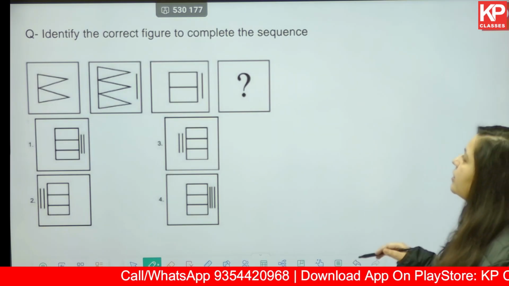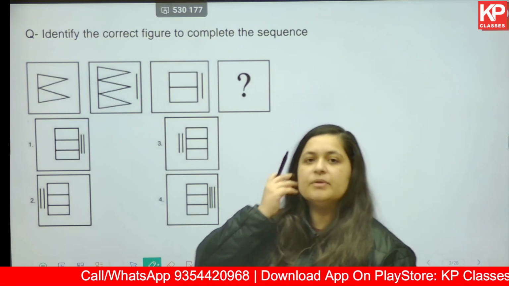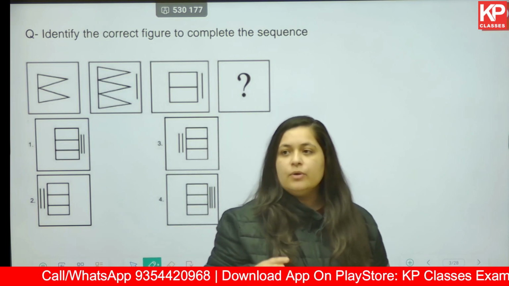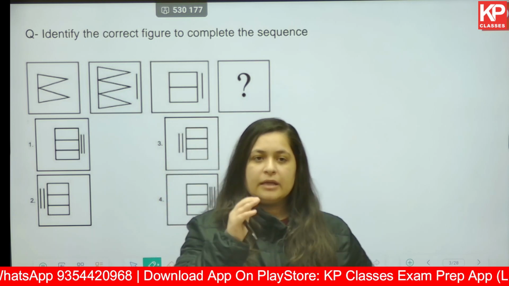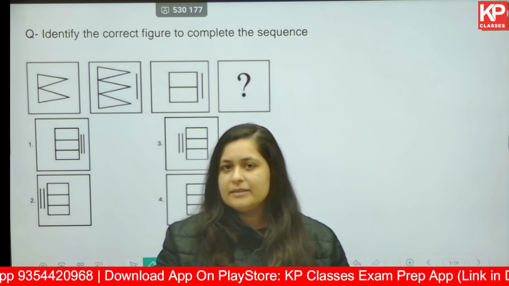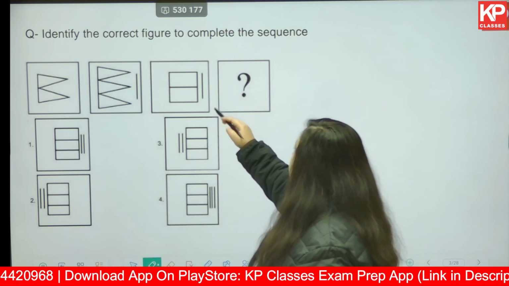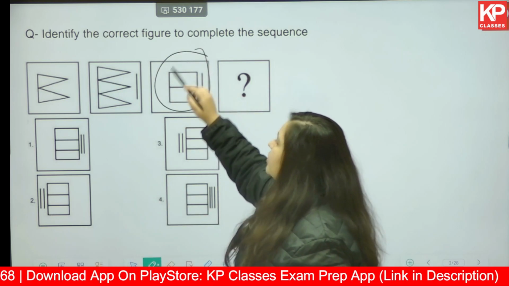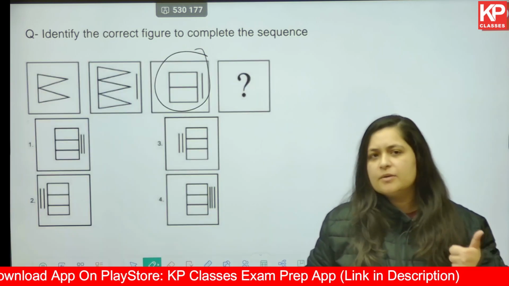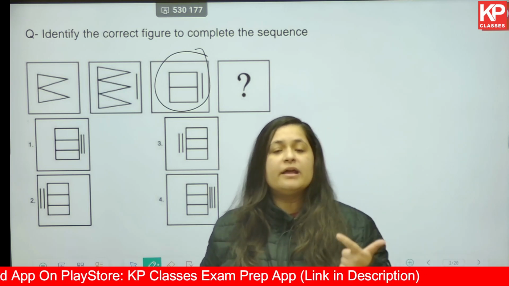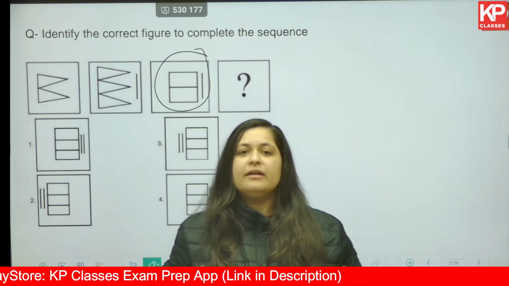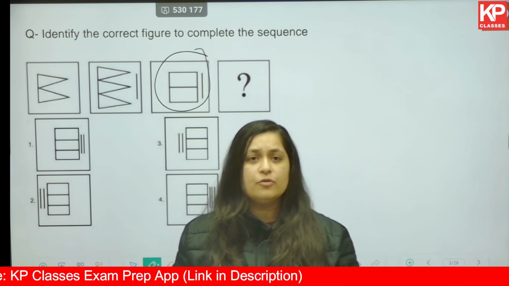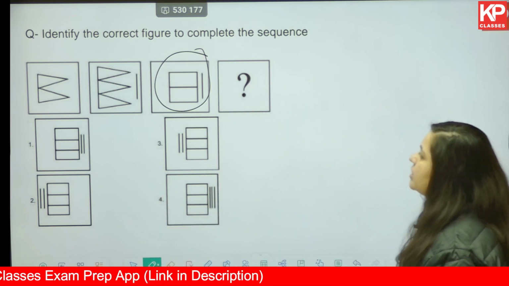So identify the correct figure to complete the sequence. Step number 1. You have to first check what is the pattern in the given example. Then you look at the options being given to you, and from the options, either by the elimination method or by directly identifying the correct answer that should be coming, and then identifying the correct answer from the 4 options, you have to solve these types of questions.